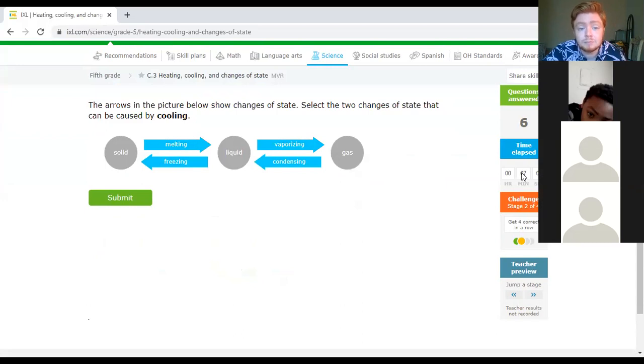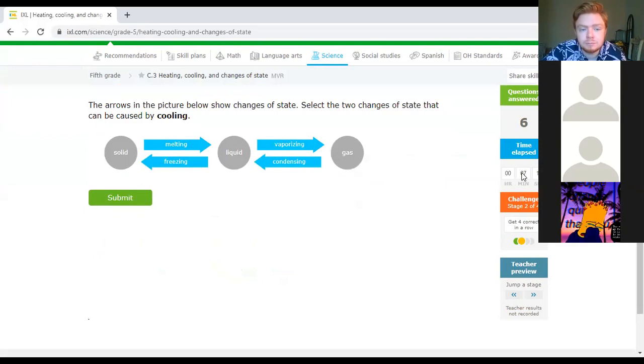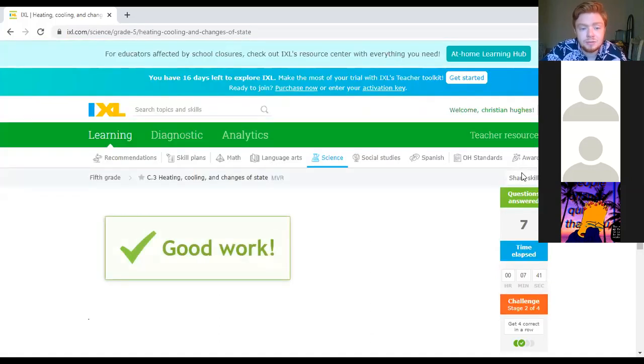For cooling, I think cooling is liquid to solid. Okay, that's one of them. Do you know the other one? And gas to liquid? Yes. When a gas is starting to cool down, it turns into a liquid, like condensing on a cup and there's all that water on the outside of the cup, which is literally on mine. And then when your water is starting to cool and turn into ice. All right, good.